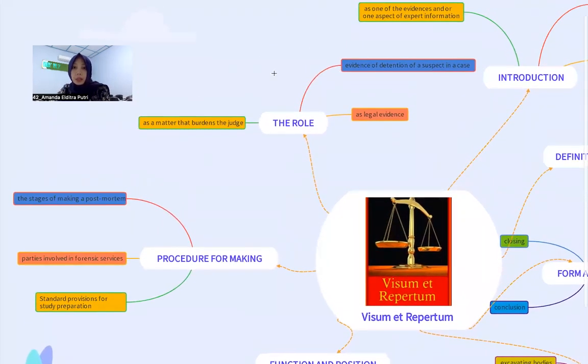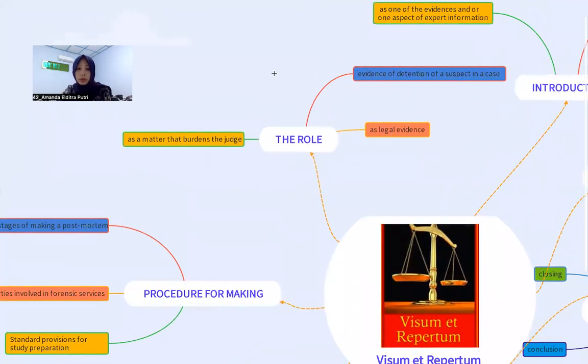Next, about the role of Visum et Repertum. One, as legal evidence. Two, evidence for the detention of a suspect in a case. And three, as a guide that assists the judge.